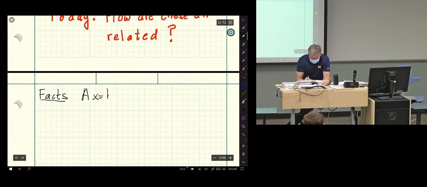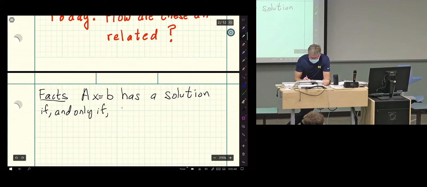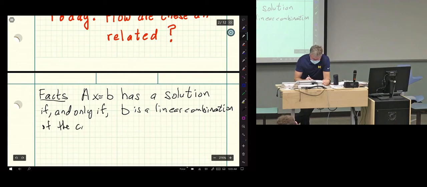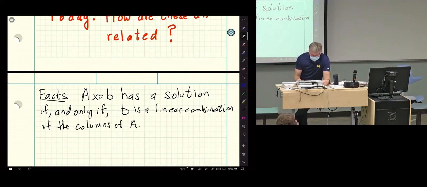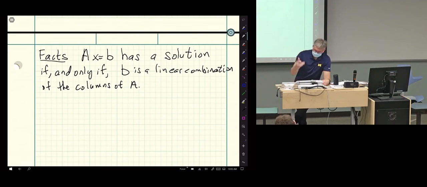We have Ax equals b has a solution if and only if b is a linear combination of the columns of A. Okay, so that was our chapter 7 way for having existence of solutions to an equation. Okay, so that's fact 1.